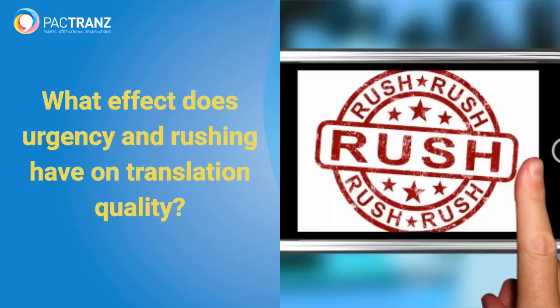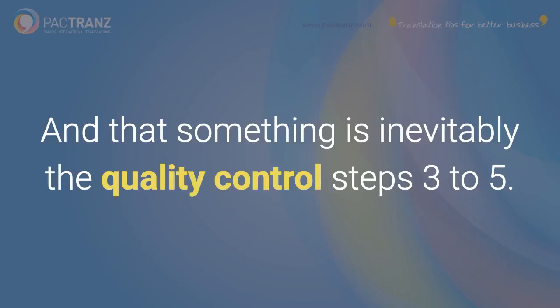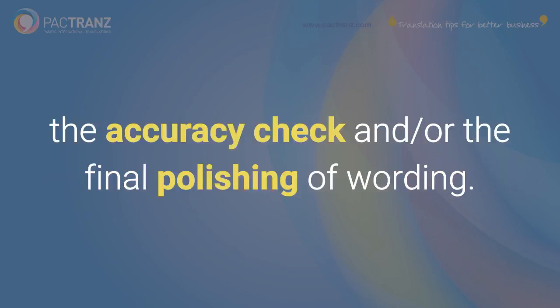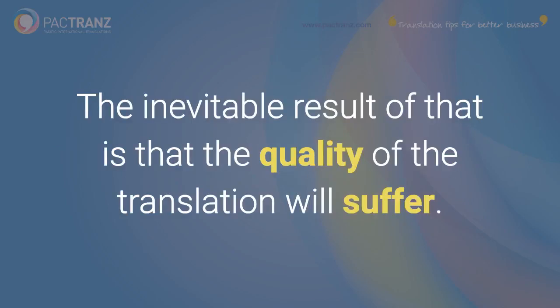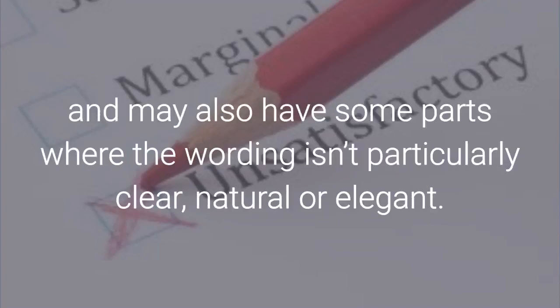So what effect does urgency and rushing have on translation quality? If the project deadline is such that there isn't enough time to complete all these steps, something obviously has to give. And that something is inevitably the quality control steps 3 to 5. The translator will be forced to rush or even worse omit the accuracy check and/or the final polishing of wording. The inevitable result of that is that the quality of the translation will suffer. Specifically, it'll be much more likely to contain errors or inaccuracies and may also have some parts where the wording isn't particularly clear, natural or elegant.